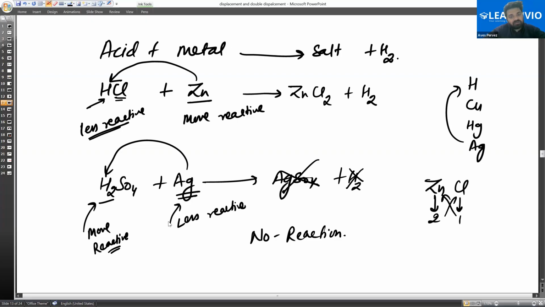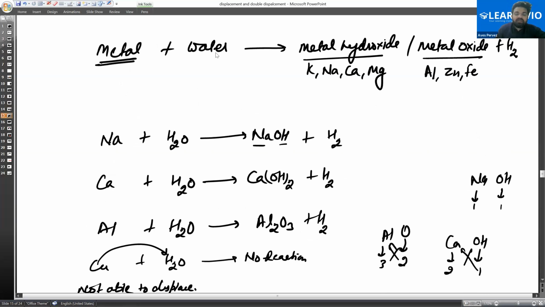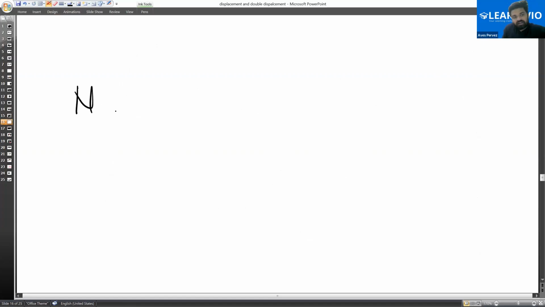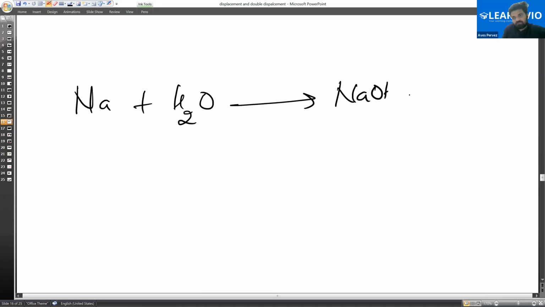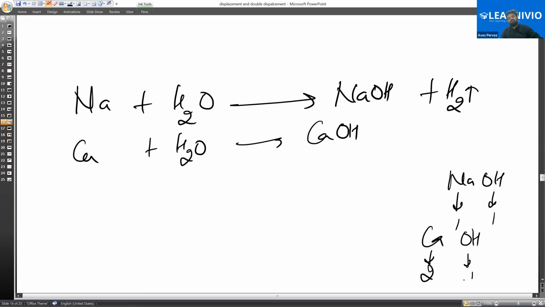Similarly, when metals react with water, they form metal hydroxide or metal oxides. For example, sodium reacts with water to form sodium hydroxide plus hydrogen gas. The formula of sodium hydroxide is simple because sodium is very simple and hydroxide is also very simple. Similarly, calcium reacts with water to give calcium hydroxide. The formula of calcium hydroxide: calcium is 2 and hydroxide is 1, cross multiplied. So the metals sodium, potassium, calcium, and magnesium form hydroxides.